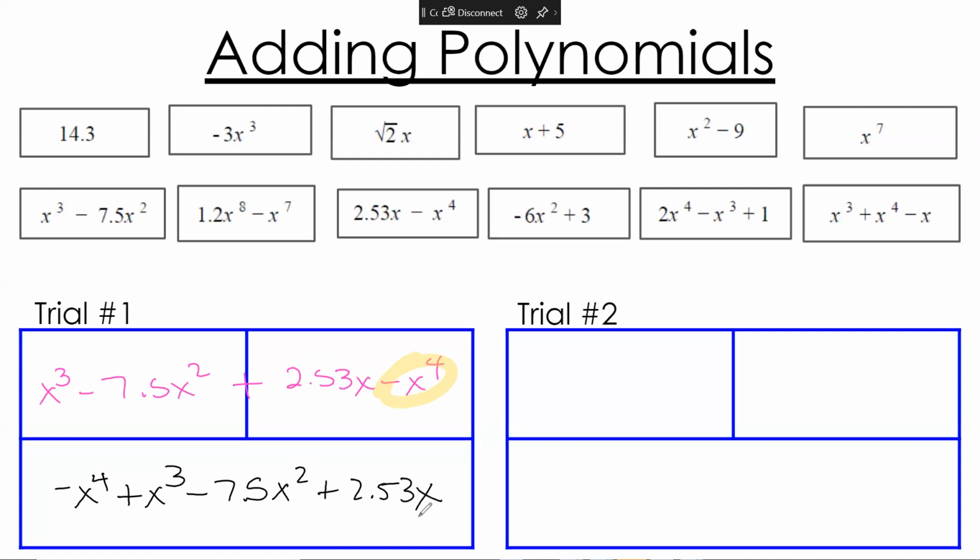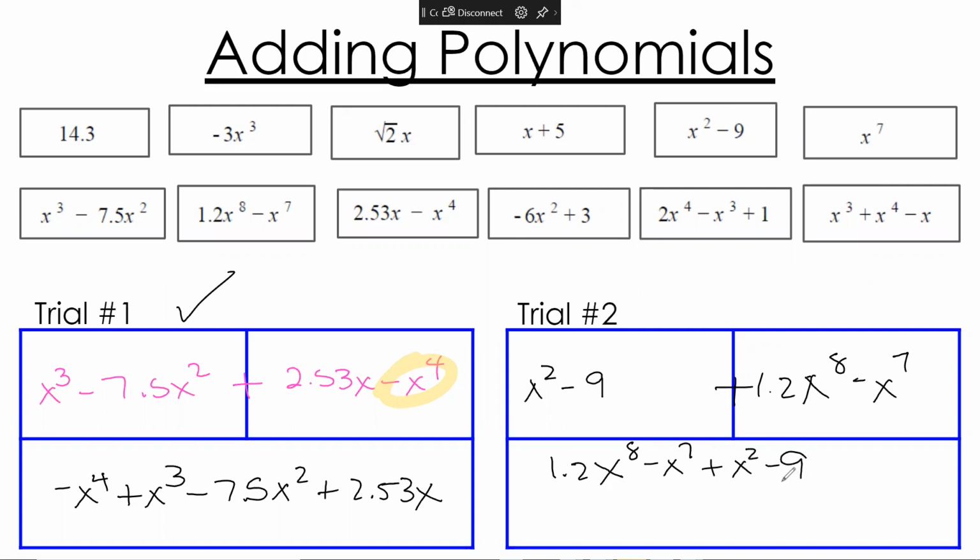So we had two polynomials, we added them together. What did we get? Okay, so it worked for trial 1. Trial 2: X squared minus 9. What's the other one? 1.2 X to the 8 minus X to the 7. When we add these together, remember, we put the highest exponent first. So we go 1.2 X to the 8 minus X to the 7 plus X squared minus 9. Do we get a polynomial? Yes, it works for trial 2.